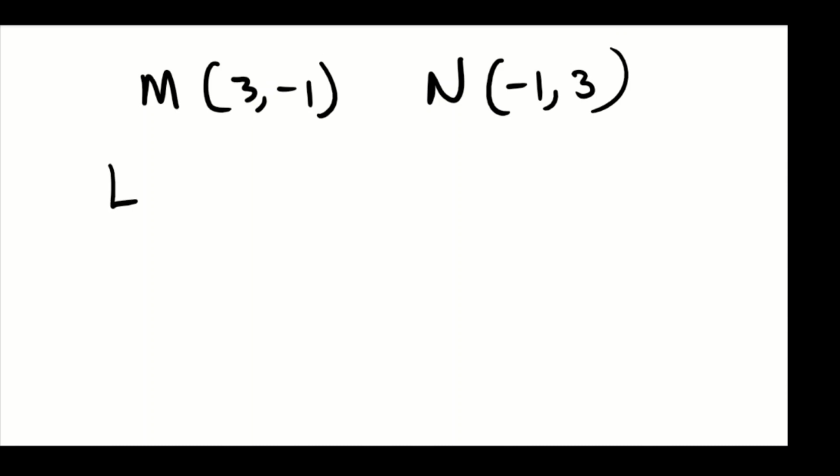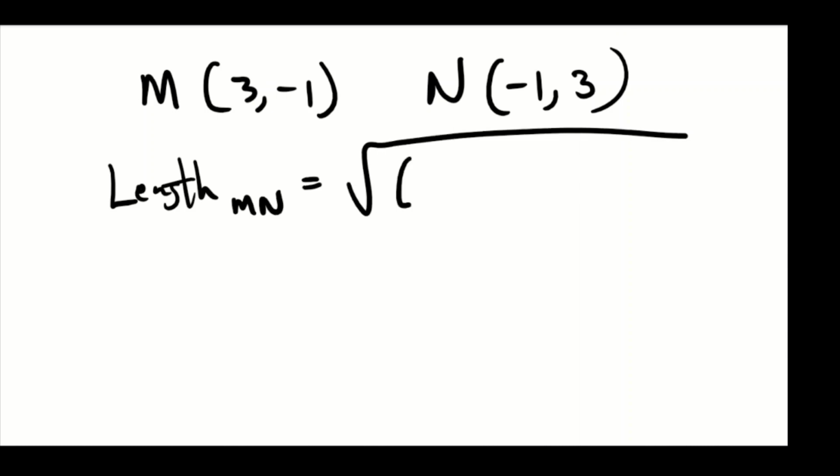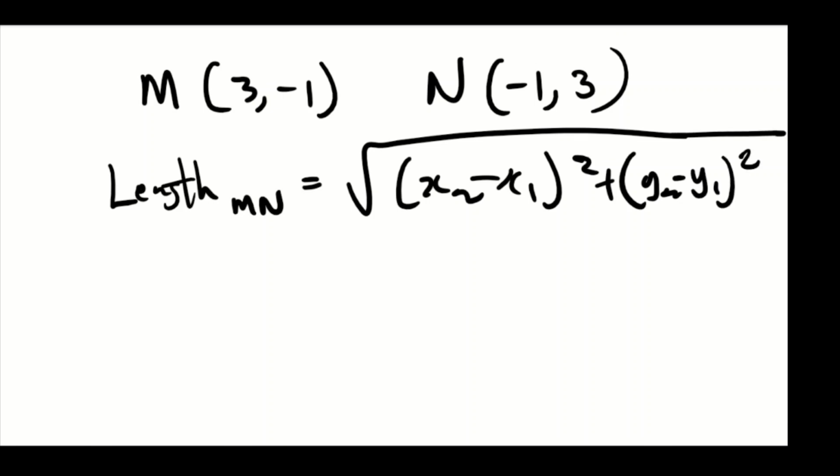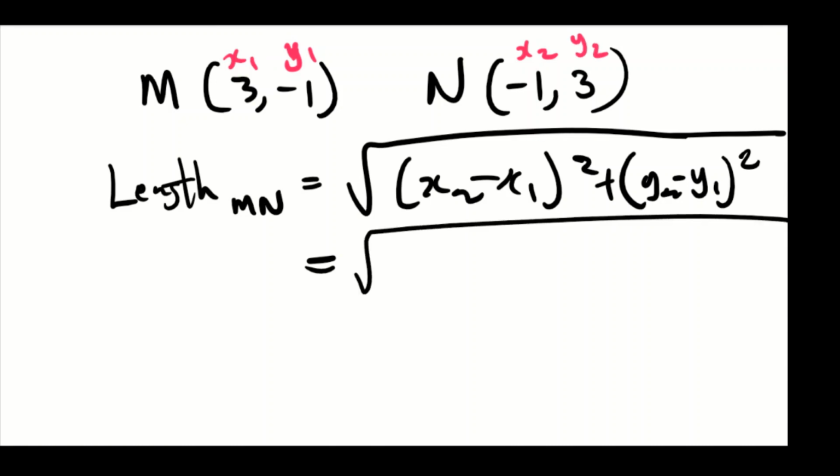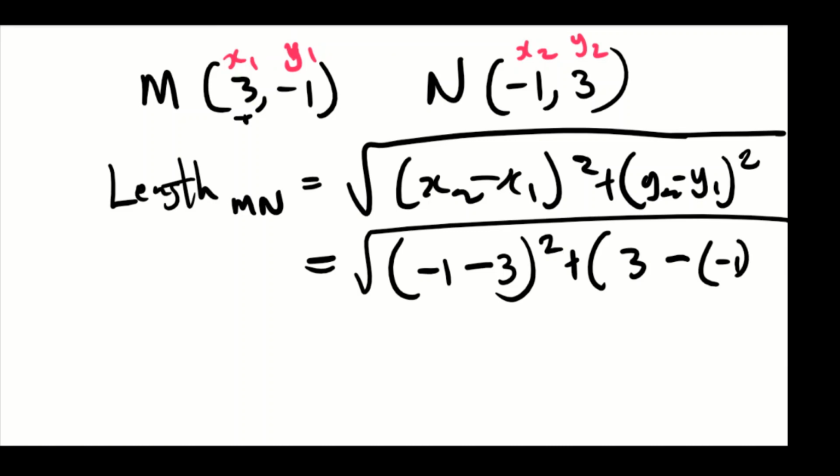To find the length of MN, it's equal to the root of x2 minus x1 squared plus y2 minus y1 squared. Right. So if this is going to be our x1, this is going to be our y1, this is x2 and y2. So we will have the root of x2 being equal to minus 1 minus 3, of x1 squared plus our y2, which is 3 minus minus 1 squared.